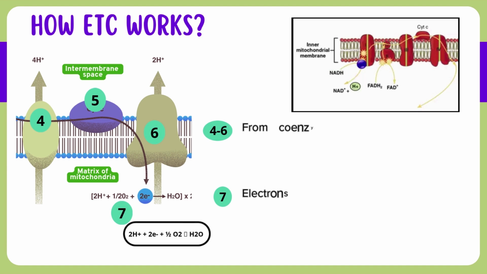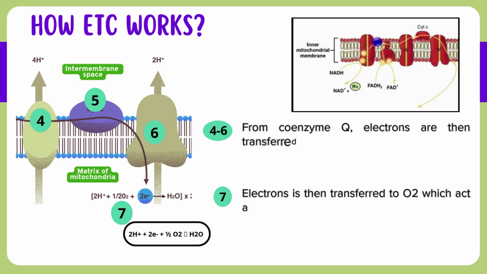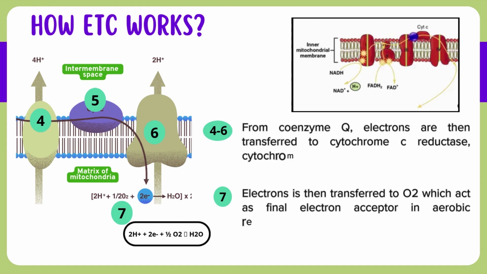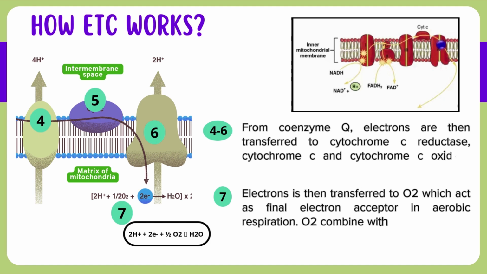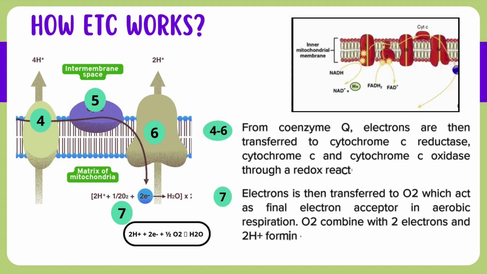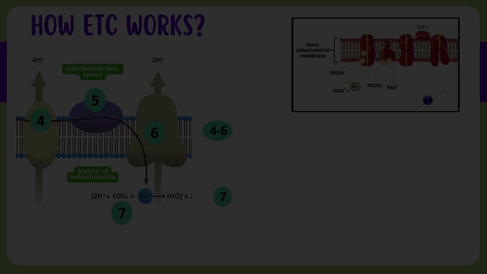Then, coenzyme Q passes the electrons to the next carriers, which are cytochrome C reductase, cytochrome C, and cytochrome C oxidase. These transfers occur through a series of redox reactions that continue to release energy. Finally, the electrons are transferred to oxygen, which acts as the final electron acceptor in aerobic respiration. Oxygen then combines with two electrons and two hydrogen ions to form a water molecule. This step completes the electron transport chain.